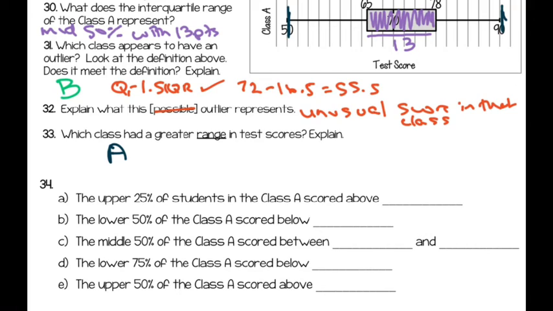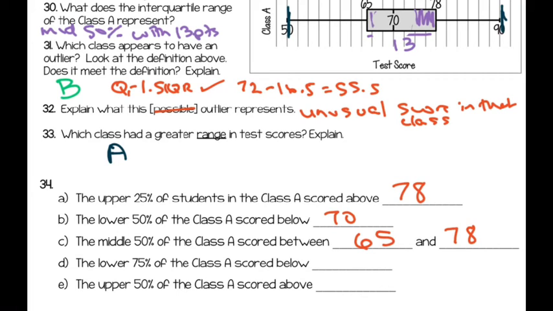Okay, the upper 25% of students in class A scored above 78. The lower 50% of class A scored below 70. The middle 50% of class A scored between 65 and 78. Whenever you're asked between two numbers, always give the lower one first. Don't say between 78 and 65. That doesn't make any sense.